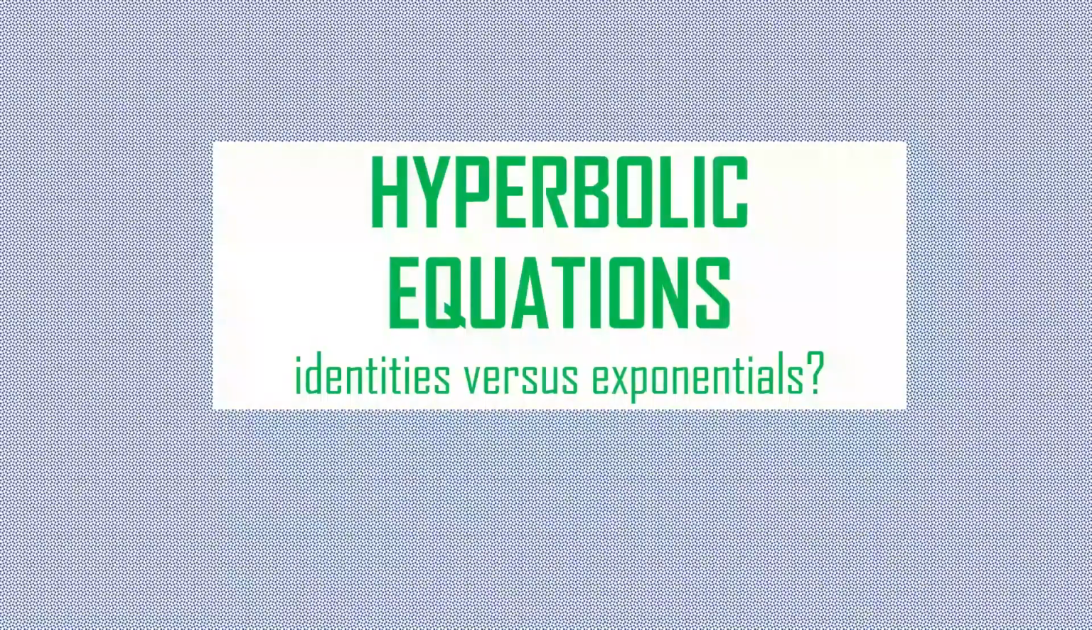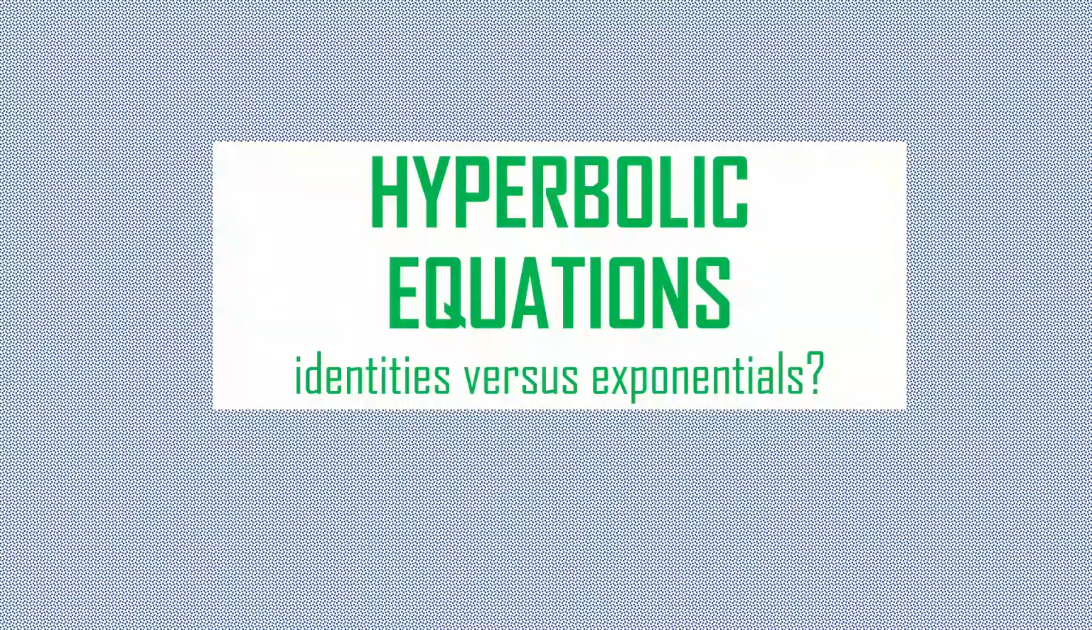Hello! Today we're solving hyperbolic equations and trying to deal with something that some students have a bit of uncertainty about, which is what approach they should be using when trying to solve hyperbolic equations. Whether they should be using identities to help solve them, or whether we should be converting things into exponential form.